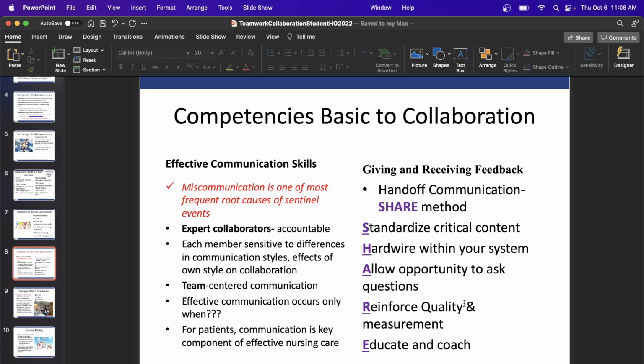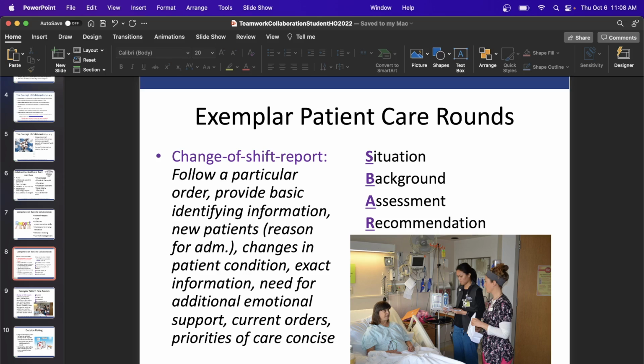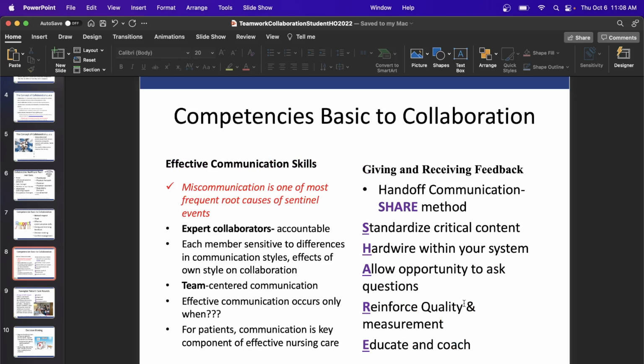Expert collaboration, being accountable for your communication. Each member is sensitive to the differences in communication styles of other members of the team. Team-centered communication. Effective communication only occurs when we understand the value of somebody else's role. We understand what they do. And oftentimes, I think nurses have a good understanding of what all members of the team do. I think some of the other members of the team don't always understand us.